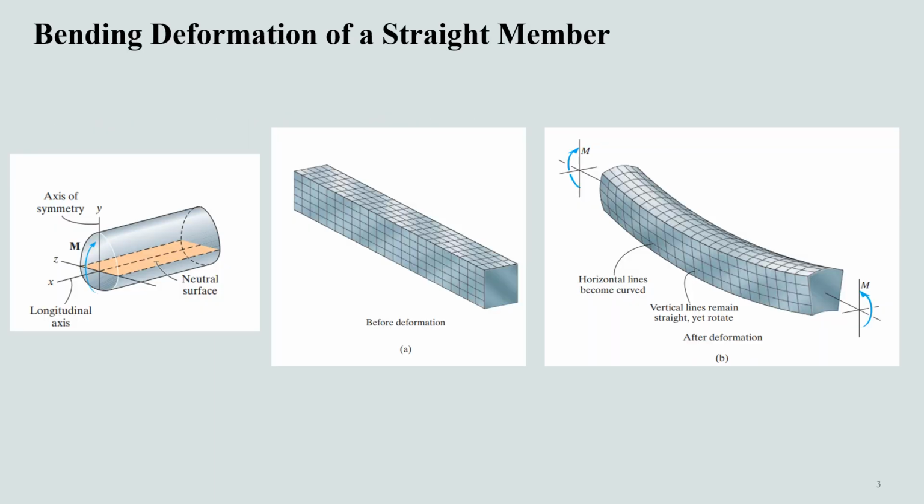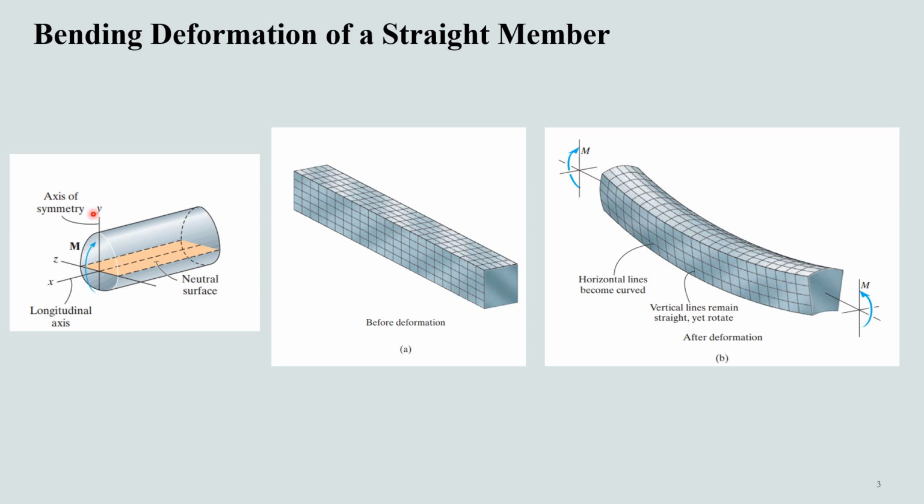In this discussion, we will discuss the deformations that occur when a straight prismatic member made of homogeneous material is subjected to bending. This discussion will be limited to beams having the cross-sectional area that is symmetrical with respect to an axis, and the bending moment is applied about an axis perpendicular to this axis of symmetry.